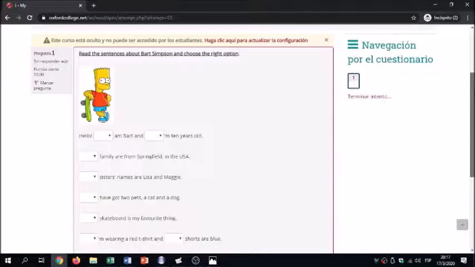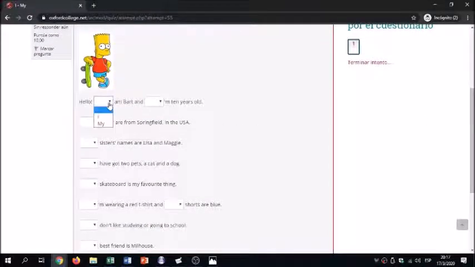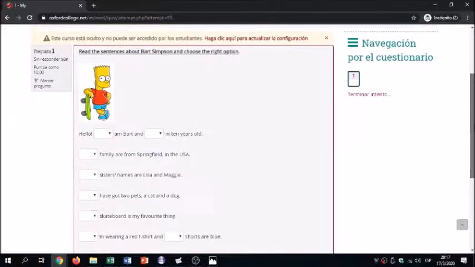So, what do you have to do here? You have to complete these sentences using either I or my. Entonces, similar al ejercicio que tienen que hacer en el handout, tienen que completar estas oraciones utilizando o el pronombre personal I o el adjetivo posesivo my. So, again, let's do the first one together. Hello. ¿Cómo completarían? I'm Bart.